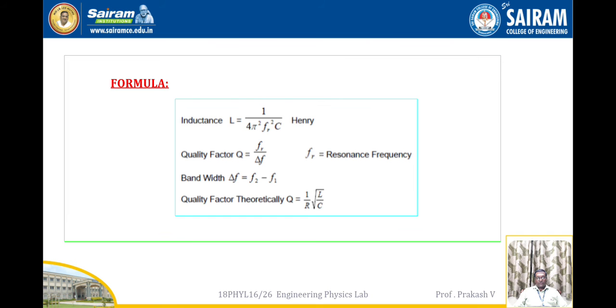So here the formula used for calculating inductance is L equals 1 by 4 pi square Fr square C, in henries. Here Fr is the resonance frequency and C is the capacitance of the capacitor connected. The quality factor Q is equal to Fr by delta F. Here Fr is the resonance frequency and delta F is the bandwidth, equal to F2 minus F1, which will be calculated from the graph. And finally the theoretical value of the quality factor Q is equal to 1 by R into square root of L by C. So these were all the equations that we used here.